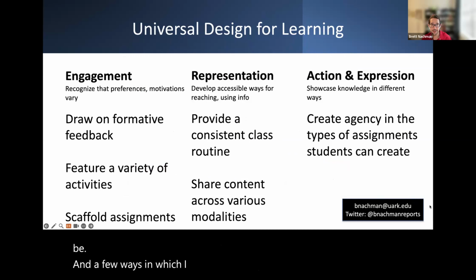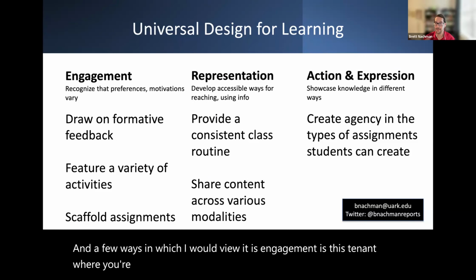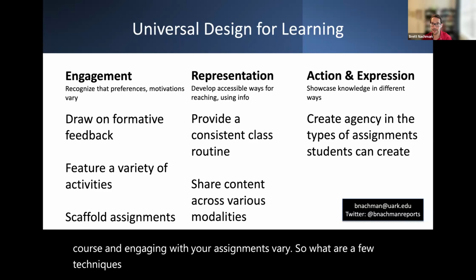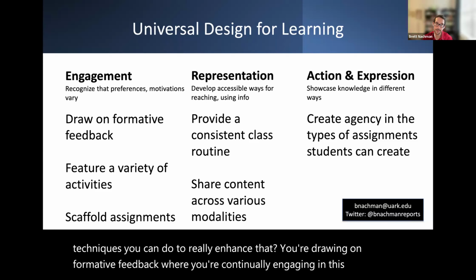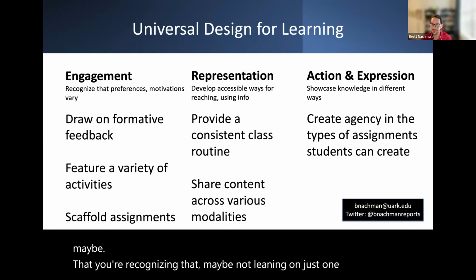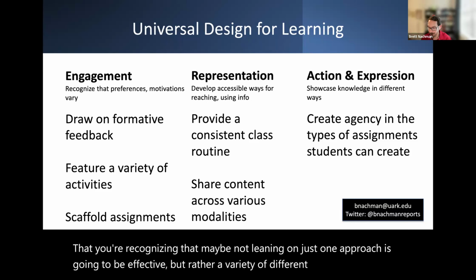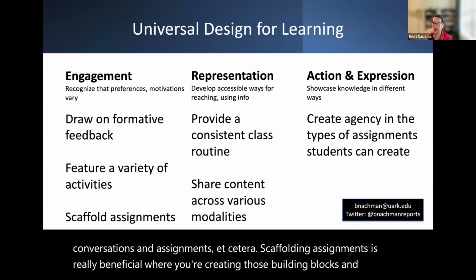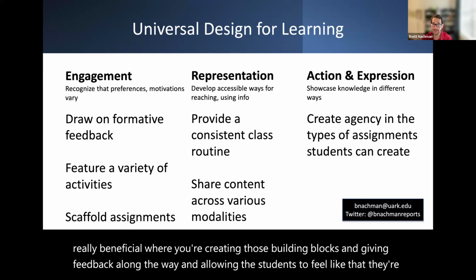A few ways in which I would view it: engagement is this tenet where you're recognizing that preferences and motivations for being in a course and engaging with your assignments may vary. So what are a few techniques you can use to really enhance that? You're drawing on formative feedback, where you're continually engaging in this feedback loop with students. You're incorporating a variety of activities, recognizing that not leaning on just one approach is going to be effective, but rather a variety of different skills and conversations and assignments. Scaffolding assignments is really beneficial, where you're creating those building blocks and giving feedback along the way and allowing the students to feel like they're growing continuously.